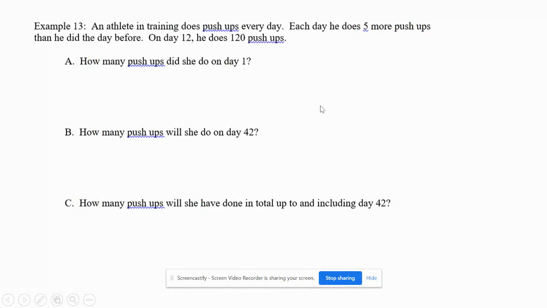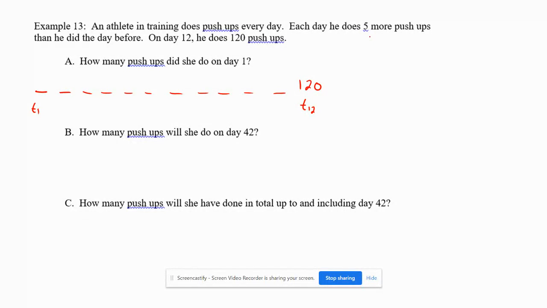example 13. An athlete in training does push-ups every day. Each day he does 5 more push-ups than he did the day before. On day 12, he does 120 push-ups. How many push-ups did he do on day 1? Okay, so the idea is we have day 1, 2, 3, 4, 5, 6, 7, 8, 9, 10, 11, and we have 120. So this would be T12, and this is T1. So we're looking for this guy over here.